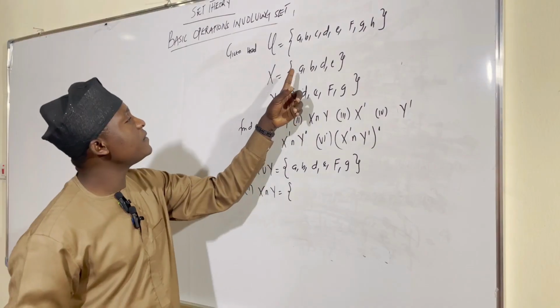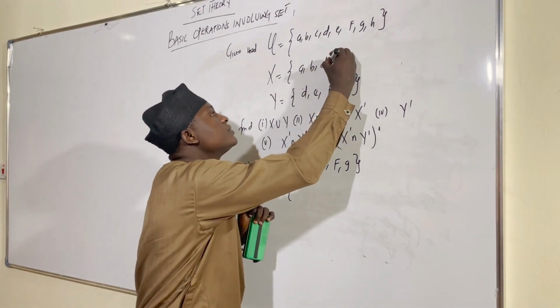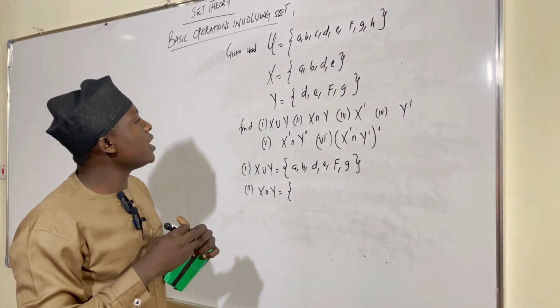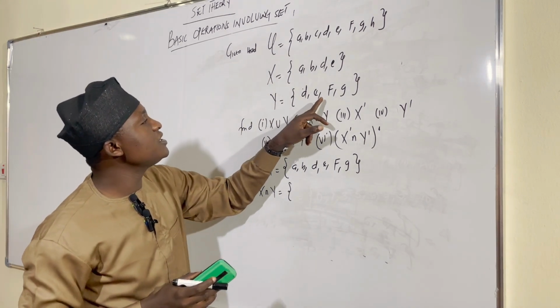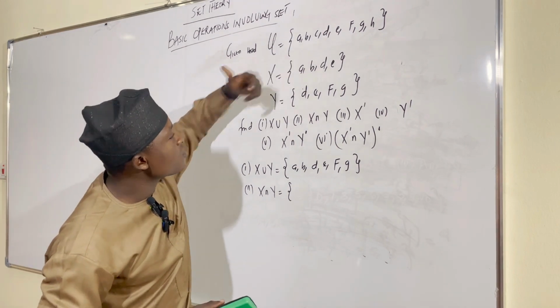In set X, I have A, B, D, E. Let me write this one very well. Then under Y, we have D, E, F, G. So meaning, if you look at set X and Y, they have something in common.